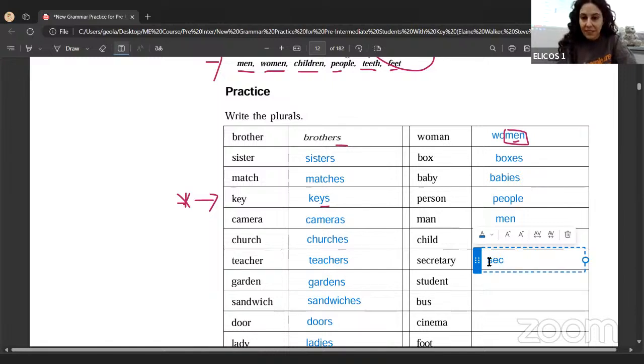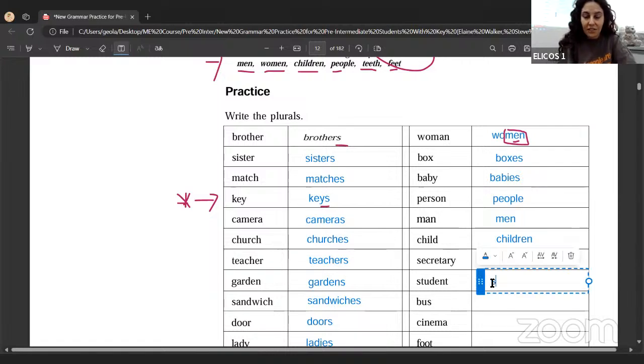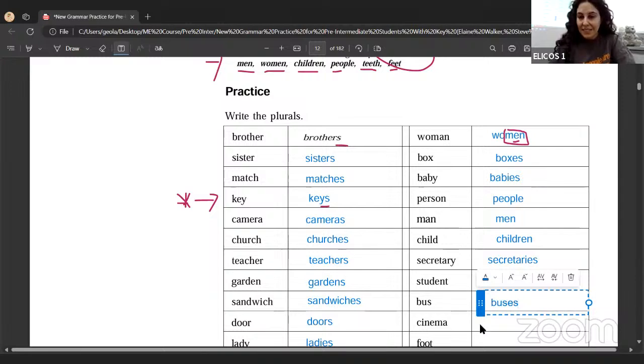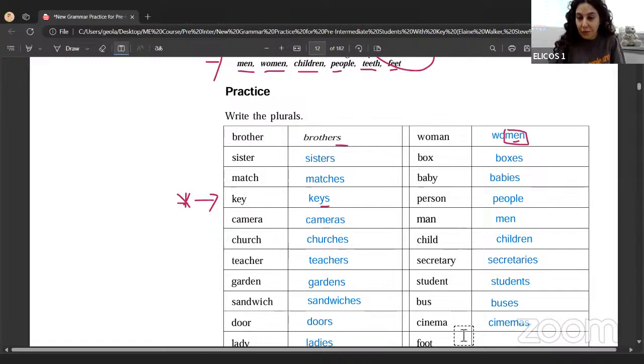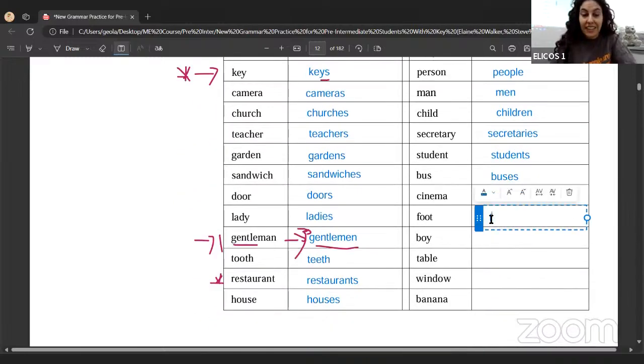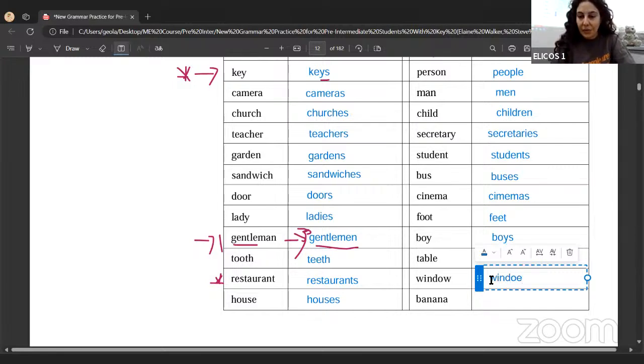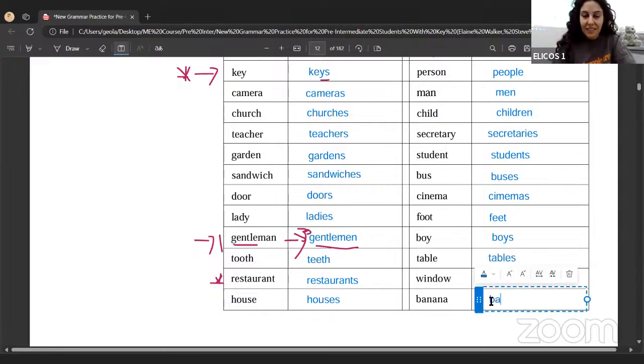Secretary, secretaries. Student, students. Bus, buses. Cinema, cinemas. Foot, feet. Boy, boys. Table, tables. Window, windows. Banana, bananas. Okay, remember these were all countable.